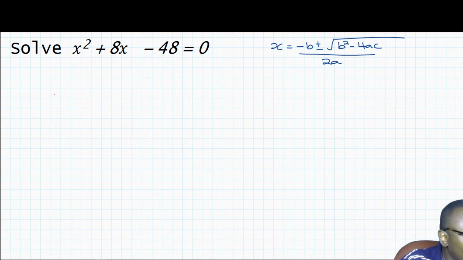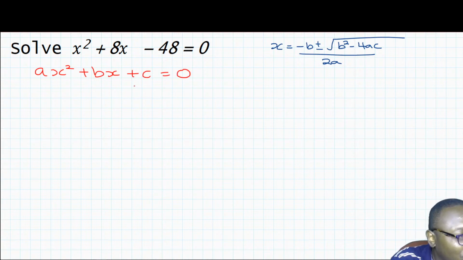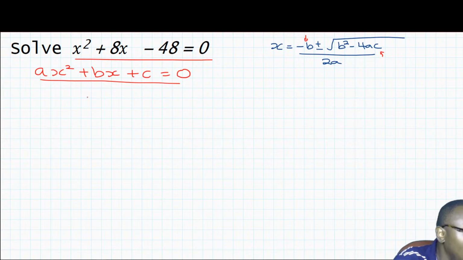So you're going to start with your standard quadratic equation, which is ax squared plus bx plus c equal to 0. You have to remember this because it helps you identify all the values you need to plug into this quadratic formula. So we're going to find out the values of a, b, and c. To do that, you're going to compare this equation here with the equation you were given.